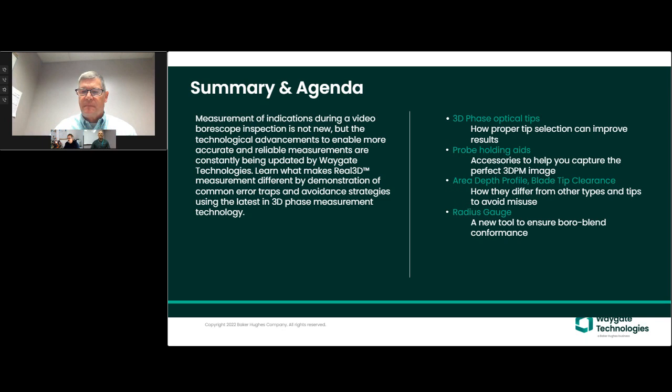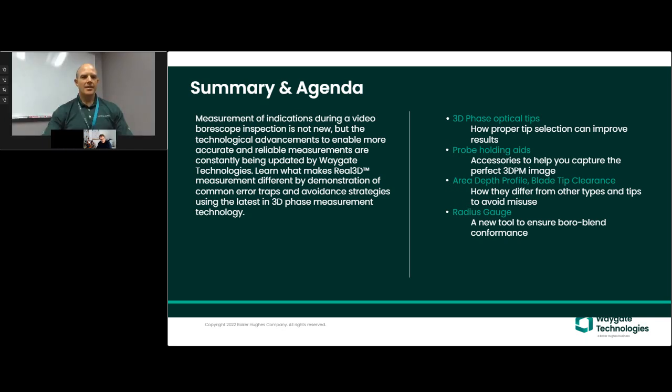Thank you, Tom, and thank you all for joining us today. So just a quick check of the agenda. We're going to start with a deep dive on our 3D phase optical tips and how they compare to each other. Then we'll talk about some probe holding aids and get into a couple of our more advanced measurement types, area depth profile and blade tip clearance. And then we'll introduce a new measurement tool called radius gauge. It can be used to help with blade blending.